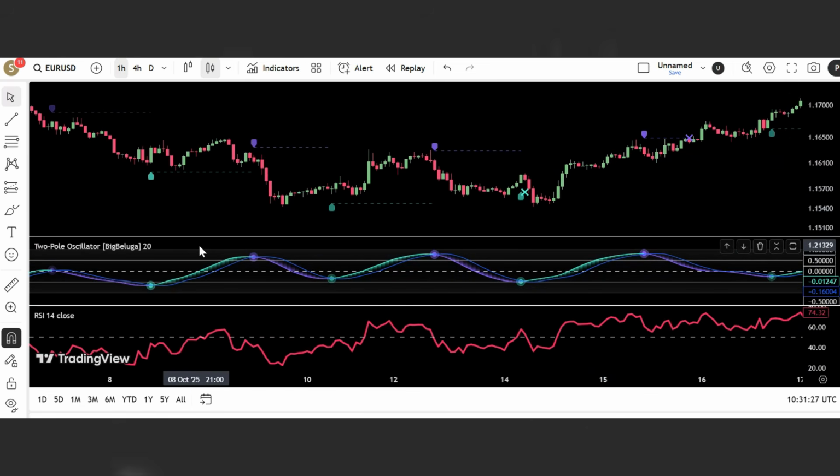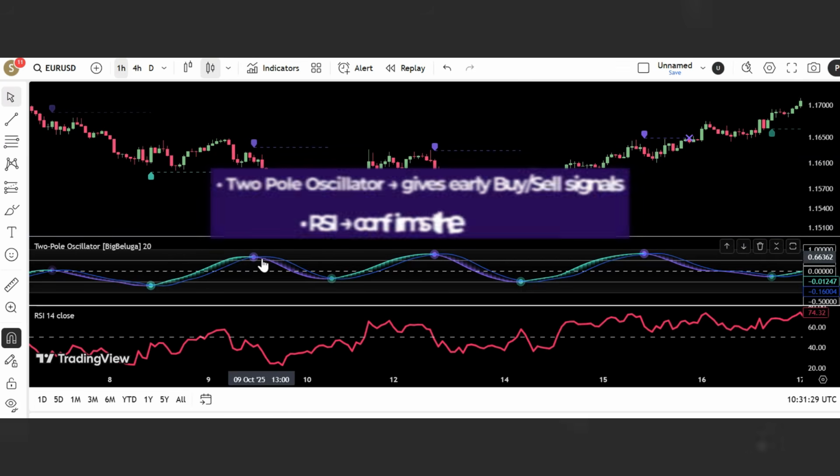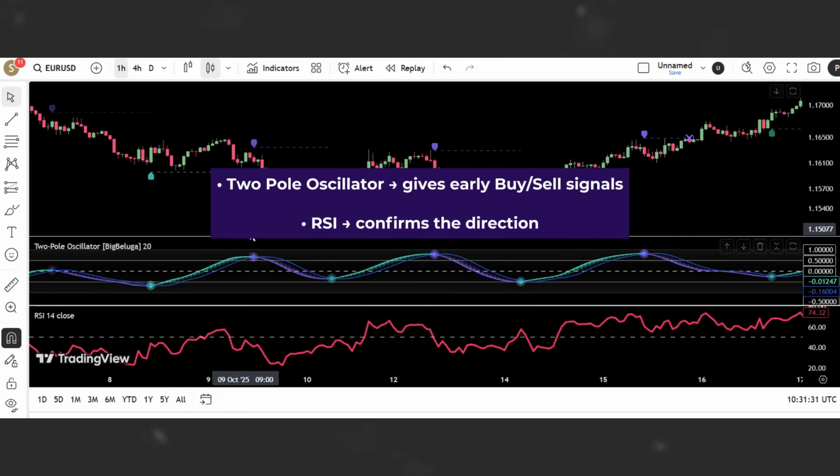So together, this combo works like this. Two-pole oscillator gives early buy and sell signals. RSI confirms the direction. If both agree, we take the trade. If not, we skip it.